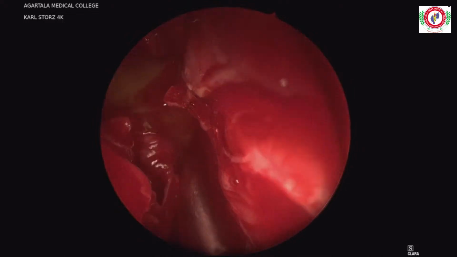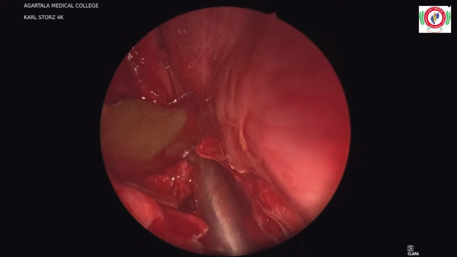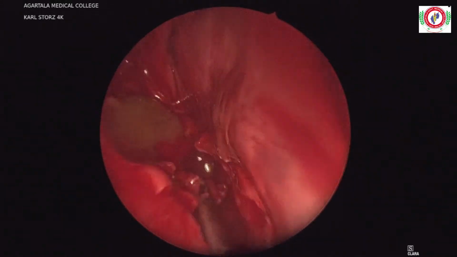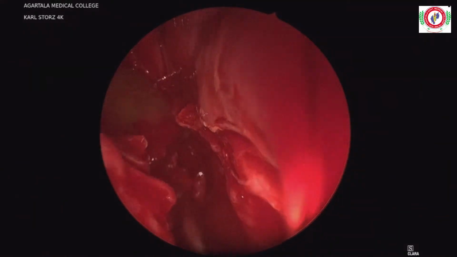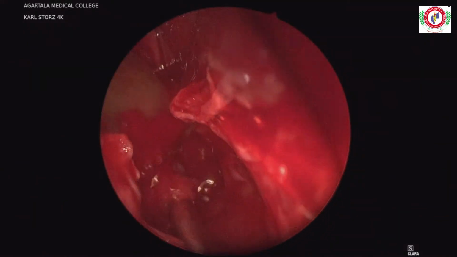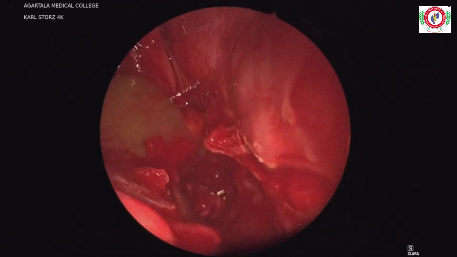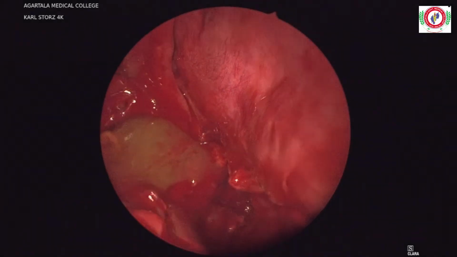So now a little bit of posterior part is still left in the nasal cavity. So that is maybe the part of the middle turbinate that is left behind. So I'll just remove that.